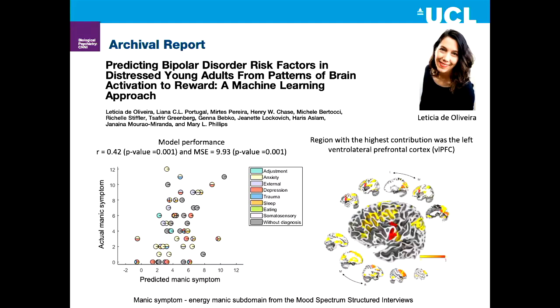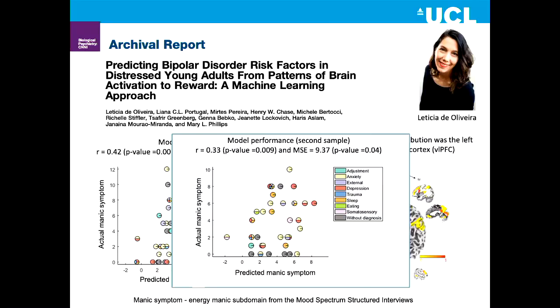Because we used this multiple kernel learning regression that finds the regions most relevant for the prediction, here I'm plotting the regions that were selected by the algorithm as being relevant. The region with the highest contribution for the prediction was the left ventral prefrontal cortex. So what we did then, in a second independent sample, was use just the pattern of brain activations for reward within these regions, to test if this region was really important for the prediction. And we were able to replicate the results, now using only the patterns of brain activations within the region.